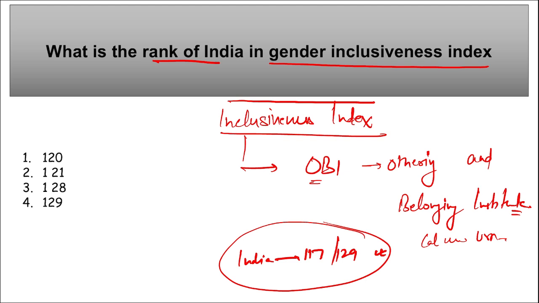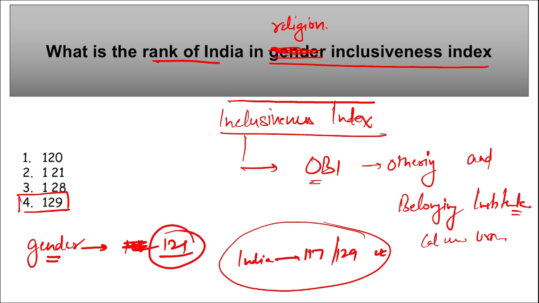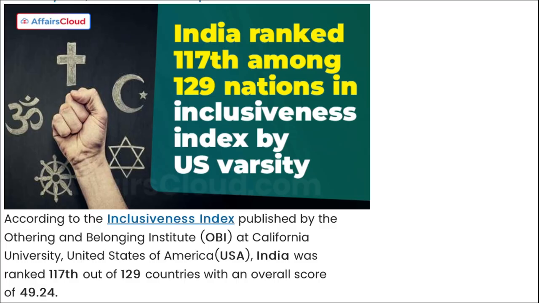Correct? Now if I ask you about religion inclusiveness, what is the rank of India? Let me correct here, let's not go for gender, let's go for religion inclusiveness, right? In this religion inclusiveness index, the rank of India will be 129. If asked about gender inclusiveness, because the options here were regarding religious inclusiveness, that is the reason we have changed it. But now if we talk about gender inclusiveness, India stood at 121st position, right? Then if we talk about disability inclusiveness, the rank of India is 108. Correct? Let me give you better options here. If we are talking about the religion inclusiveness index, India stood at 129th position.